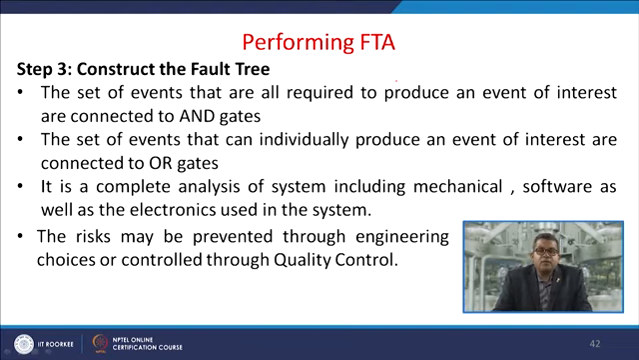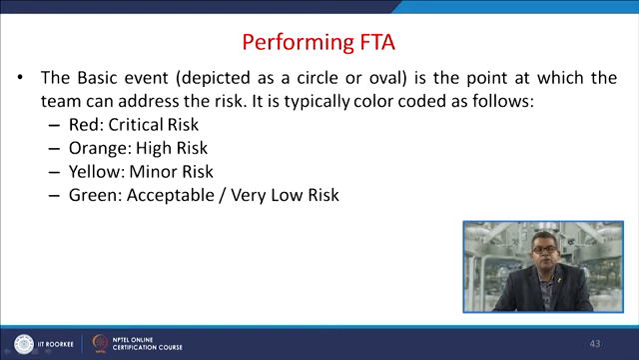The set of events that are all required to produce an event of interest are connected to an AND gate. Then the set of events that can individually produce an event of interest are connected to an OR gate. It is a complete analysis of the system, including mechanical, software as well as the electronics used in the system. Now these risks may be prevented through engineering choices or controlled through quality control.